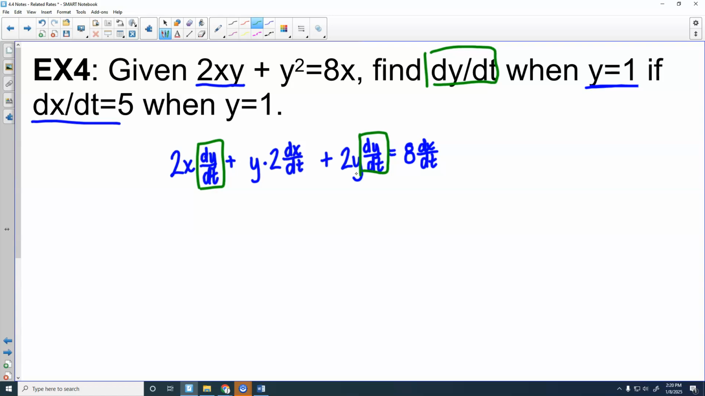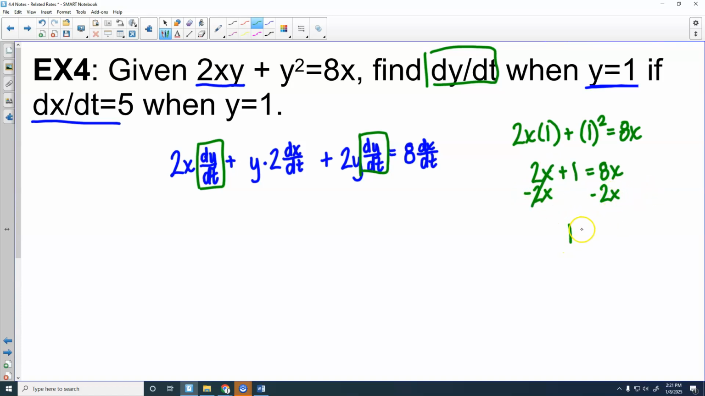So if I want to find the x, I have to go back to the original problem and plug in 1 for y. So I'm going to do 2x times 1 plus 1 squared equals 8x. So that gives me 2x plus 1 equals 8x. We'll subtract that 2x there. 1 will equal 6x, and we'll divide by 6. So x equals 1/6.